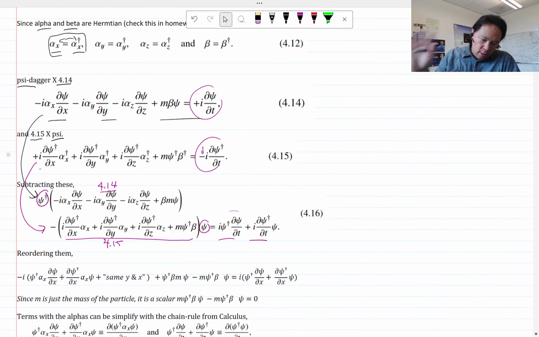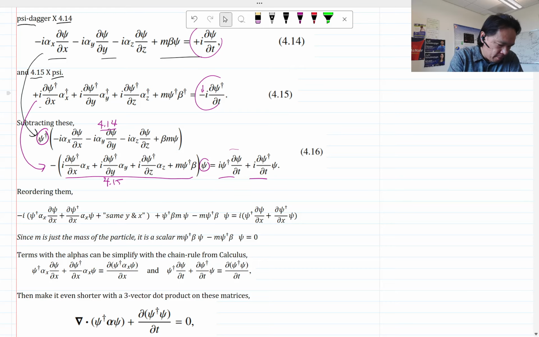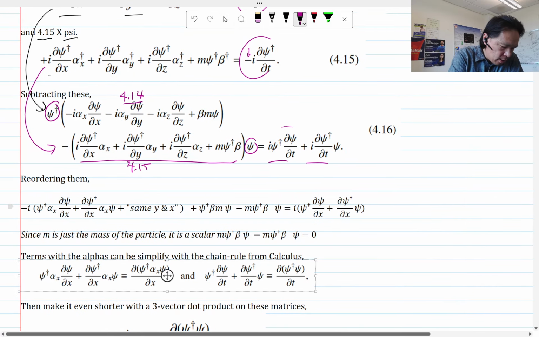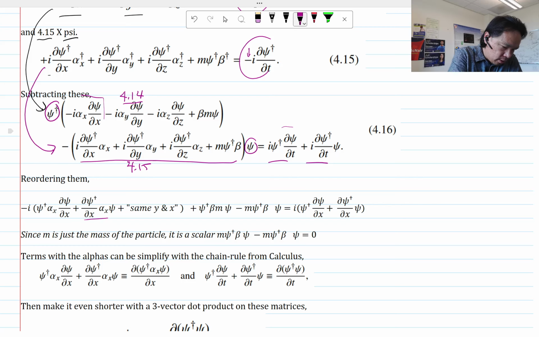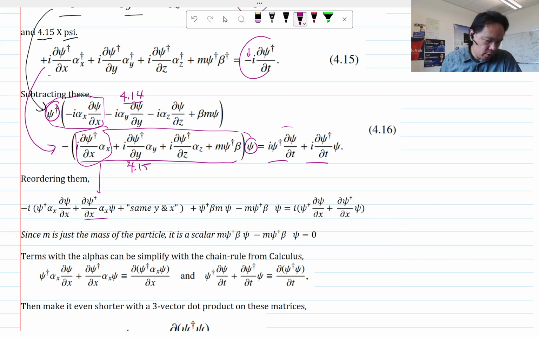Okay. Now we do a big reordering of things. What we can see is this negative i, big parentheses, psi dagger alpha x times partial by partial x of psi. And then the reverse version of it. What we're going to do is combine this term with this term, just squishing them together, putting them next to each other. And this is going to look exactly the same for the x, the y, and the z.